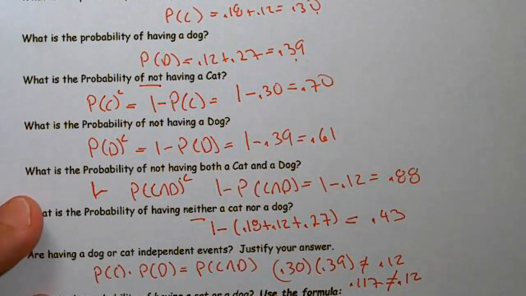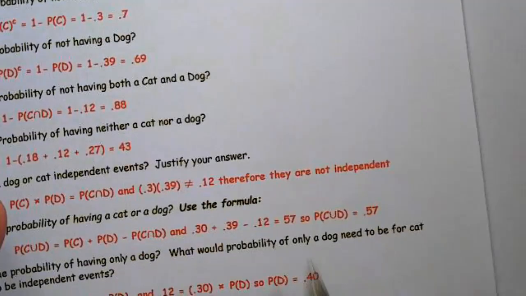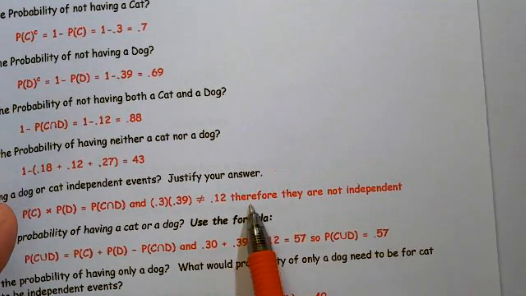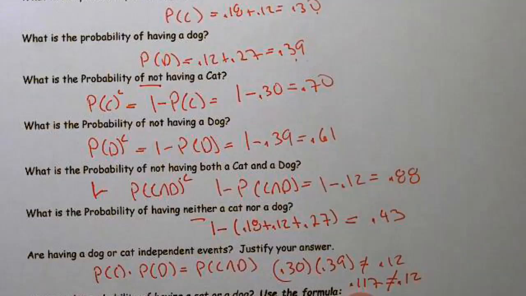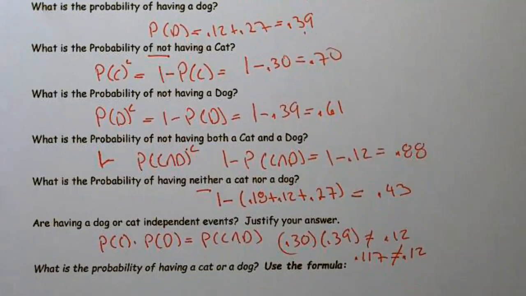Because they are not equal, they are not independent. All right, they're not independent because they are not equal. Now that's close, so maybe we should do some further exploration, but it appears that it's not independent, and they're not equal, so we're going to say they're not independent.